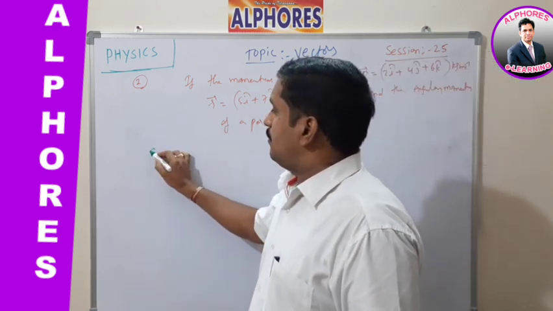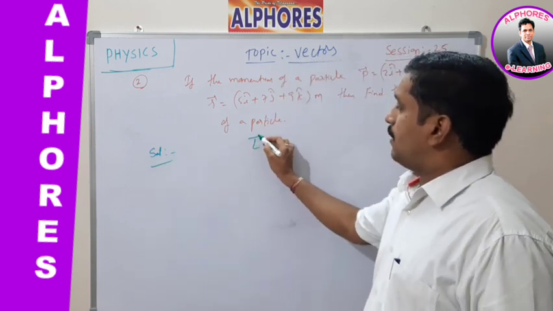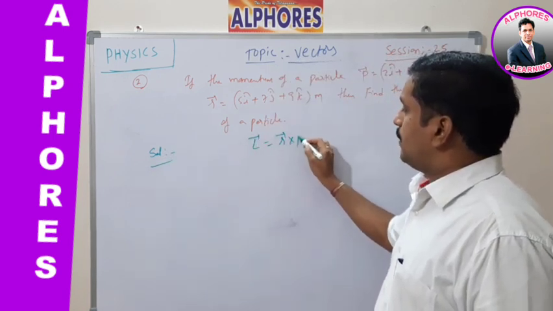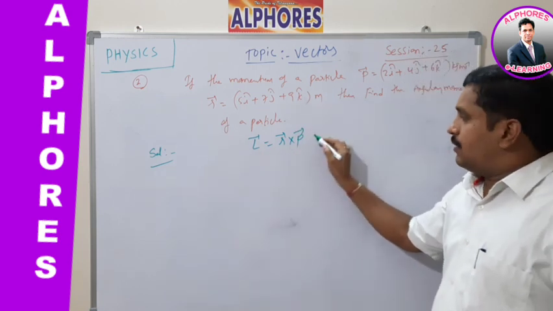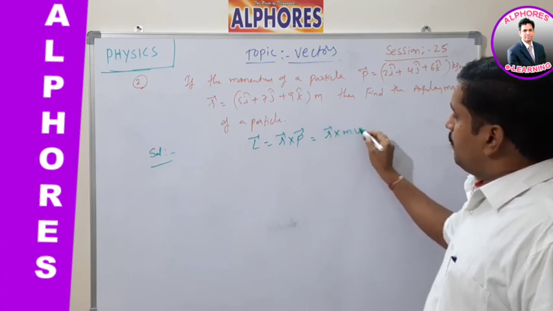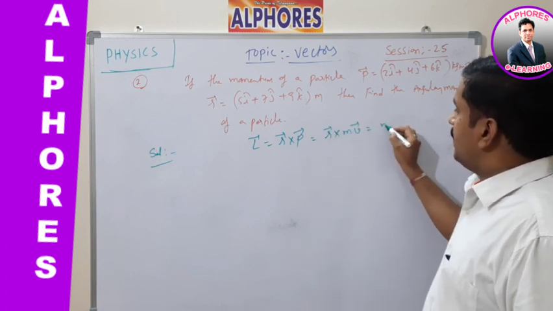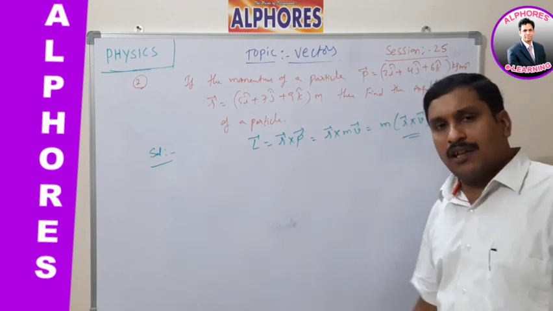Let us say, as per the solution, angular momentum is equal, what is the formula? L bar is equal to r bar cross p bar. Angular momentum is equal to r bar cross p bar only. Sometimes it can be written as L bar is r bar cross m into v bar, as per the definition of linear momentum, that means m into r bar cross v bar. So this is the second example of cross product.